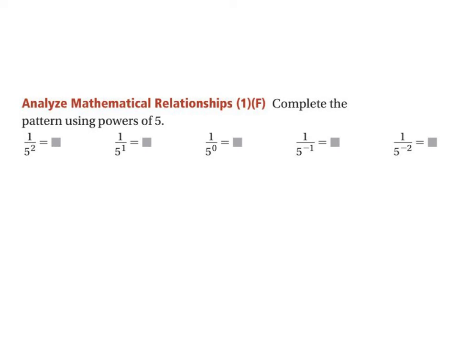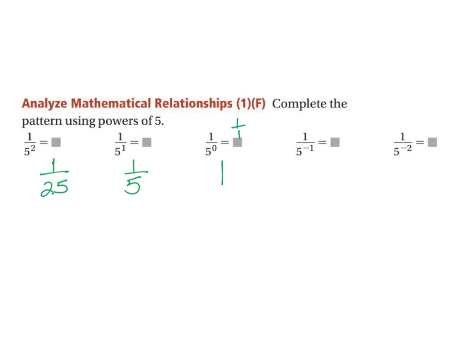All right, so we're going to complete this pattern using the power of 5. I think we're going to actually expand this out, and I'm going to write it below so that I have a little bit more space. So 1 over 5 squared would become 1 over 25. 1 over 5 to the 1st would be 1 over 5. 1 over 5 to the 0 would be 1 over 1, or just 1. So remember, this is 1 over 1 because it's 5 to the 0 power.